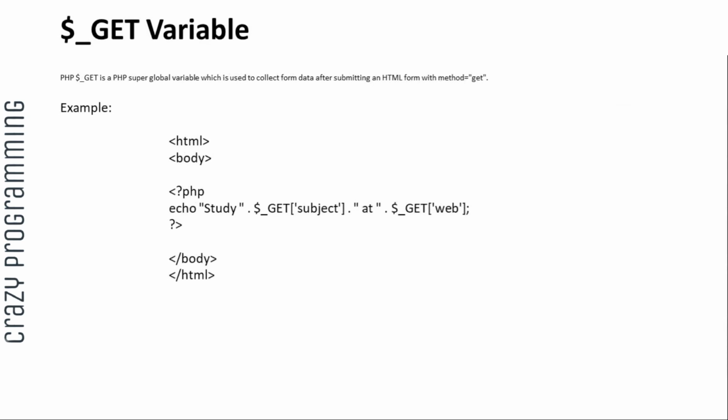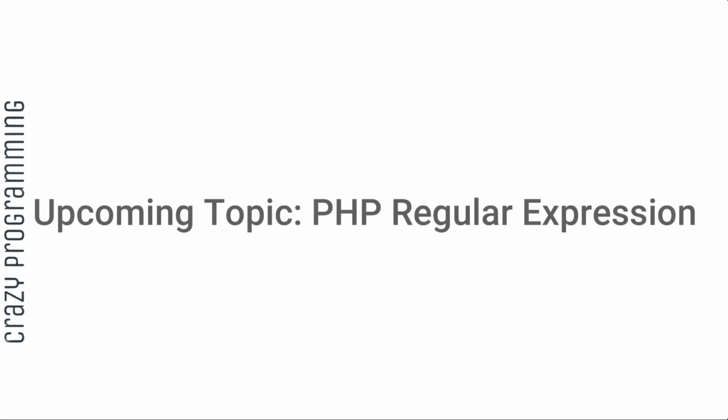Let's begin with the get variable. Post and get have just a little bit of difference. Post doesn't share your data, and in the get method you can get your data very easily.